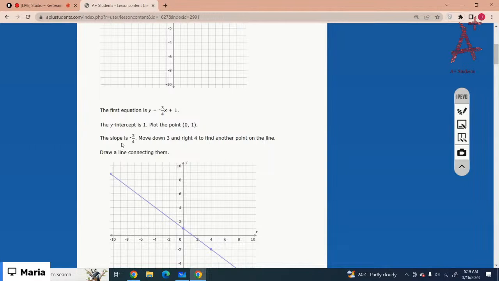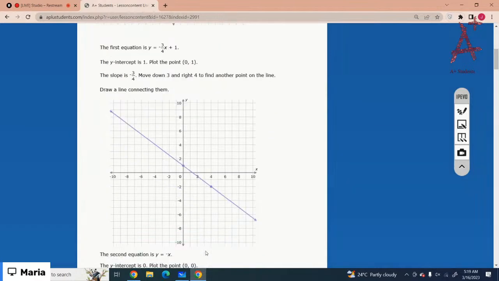Then you have a slope that is negative 3 over 4. That means you have to move down 3, 1, 2, 3 blocks and move right 4, 1, 2, 3, 4 blocks. So here is the other point. Got it? Just connect these 2 points and make a line. Use slope and y-intercept, plot 2 points on the graph, then join them and make a line. Same thing you have to do with the second equation.